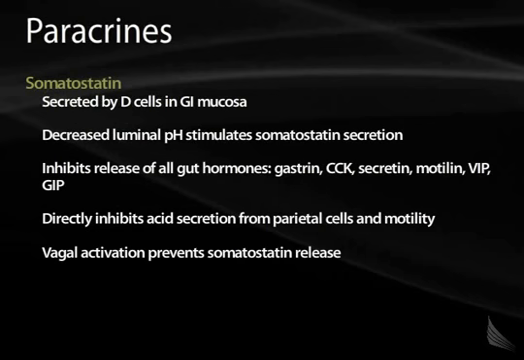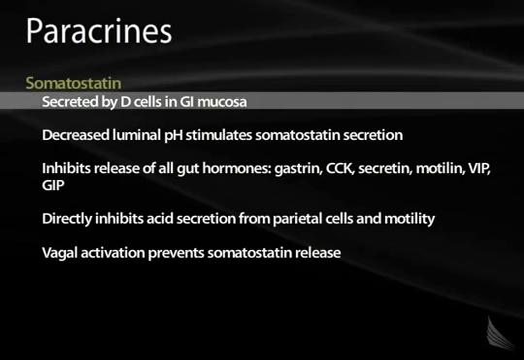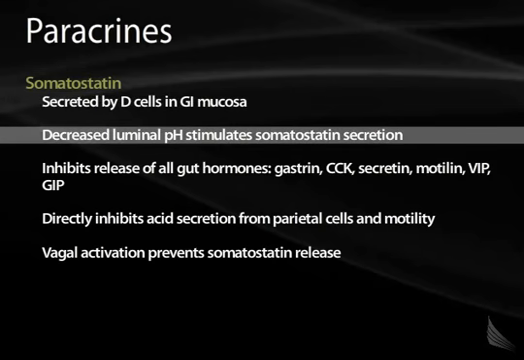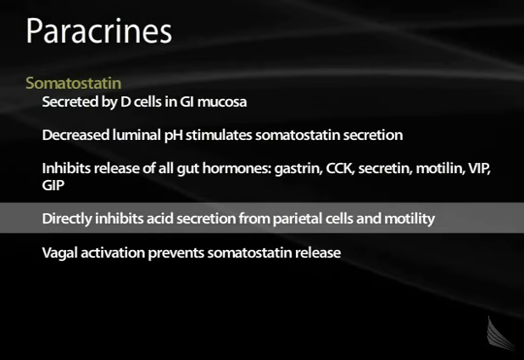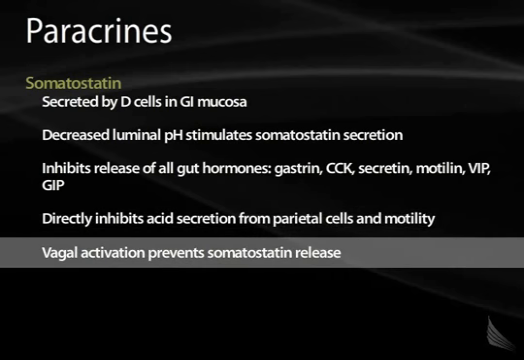The paracrines that we will talk about in this lecture are somatostatin and histamine. Somatostatin is secreted by D cells in the GI mucosa. Decreased luminal pH stimulates somatostatin secretion, and somatostatin is a pan inhibitor. Namely, it inhibits release of all gut hormones: gastrin, cholecystokinin, secretin, motilin, VIP, and GIP. It directly inhibits acid secretion from parietal cells as well as motility, and therefore acts to decrease pH. Vagal activation prevents somatostatin release, and we know, as has been discussed, that vagal activation also results in increase of acid secretion.